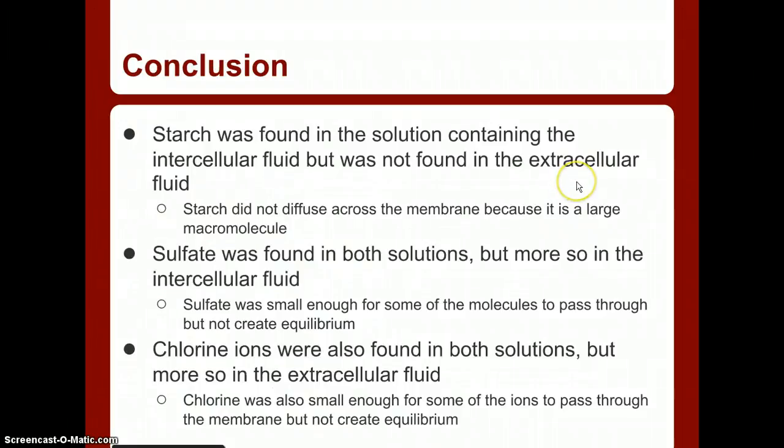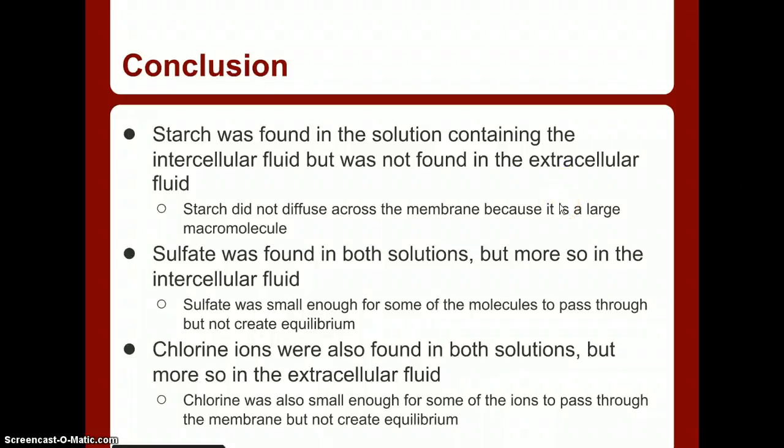So our conclusion would be starch was found in the solution containing the intracellular fluid, but was not found in the extracellular fluid. This was because starch did not diffuse across the membrane because it's a very large macromolecule, and the membrane wouldn't allow it. Sulfate was found in both solutions, but more so in the intracellular fluid. This is because sulfate was small enough for some of the molecules to pass through, but not create equilibrium.